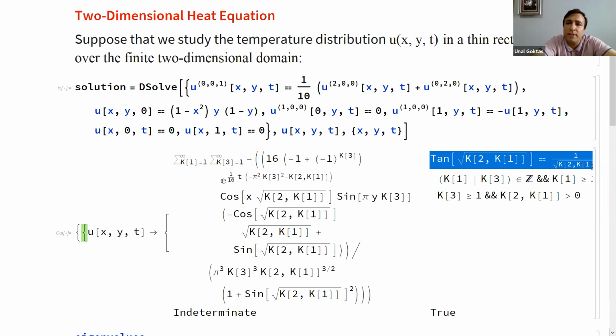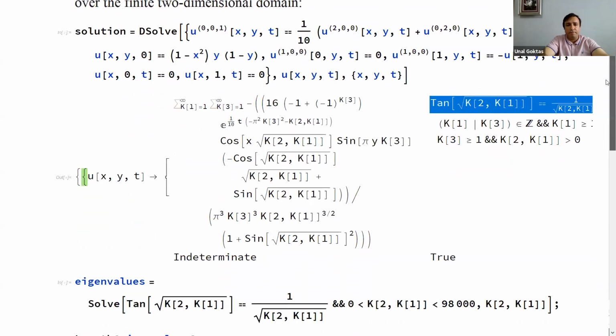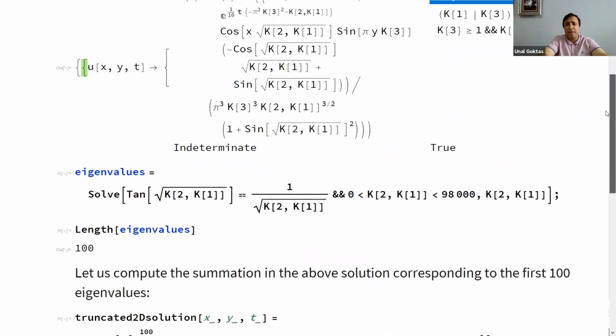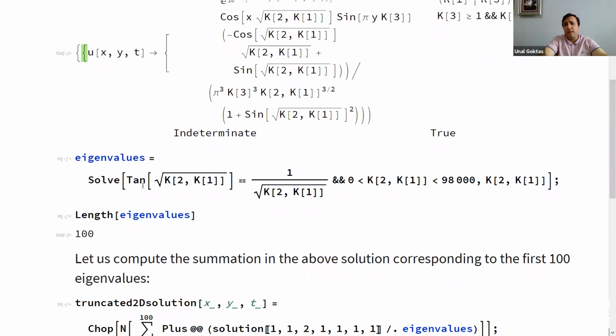This condition is for the eigenvalues. So in this summation, we need to compute the eigenvalues satisfying this condition first, and then compute the summation. For practical reasons, first let's compute the first 100 eigenvalues satisfying this condition, and then we can compute the summation.